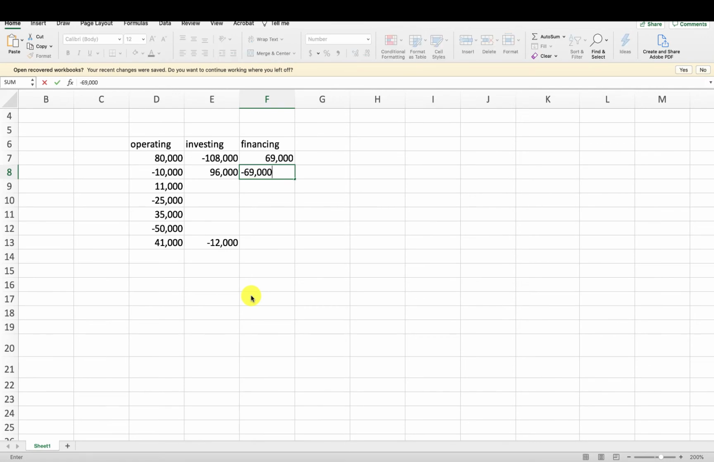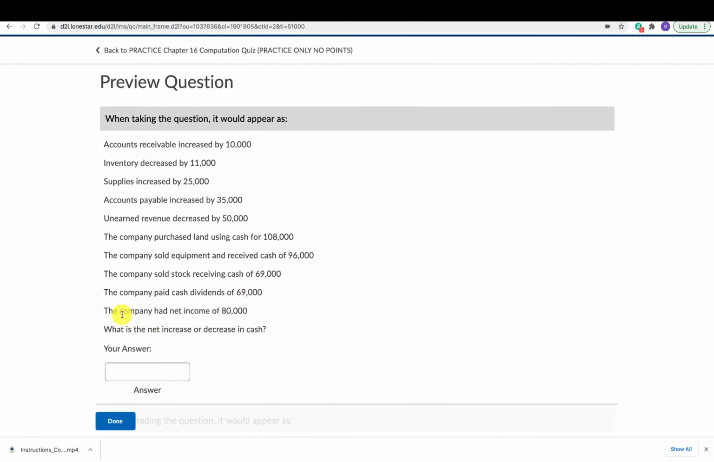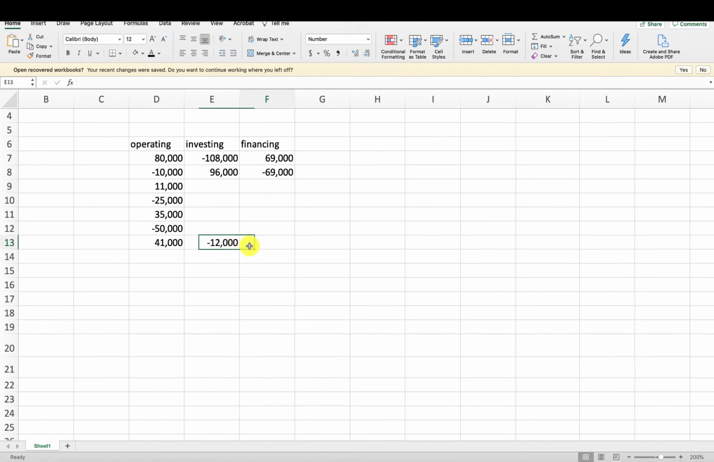So those two things are going to cancel out. So we have received cash of 69,000 and paid dividends of 69,000. And that is it. Those are the only two equity items that we have. So when I add this up, minus 69 and a positive 69,000, I get 0, right?